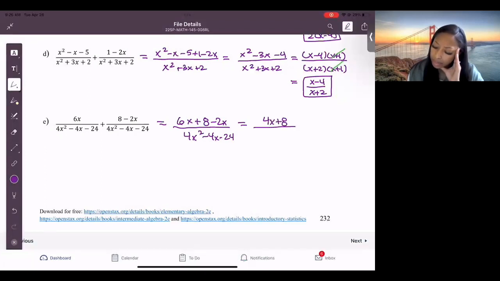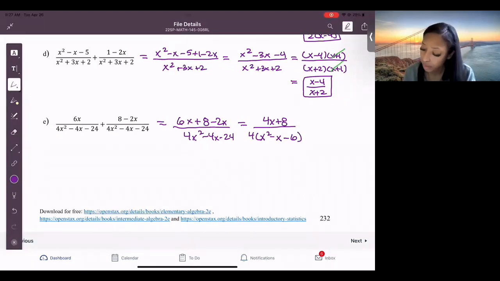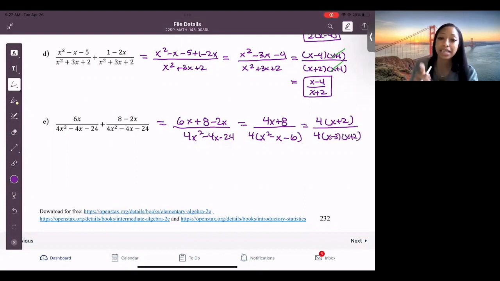And in our denominator, we can definitely do a good amount of factoring there. We can factor out a 4. And we have x squared minus x minus 6. Okay. Then from here, let's finish up our factoring. The numerator is 4 times x plus 2. The denominator is 4 times x squared minus x minus 6, which factors to x minus 3 times x plus 2.